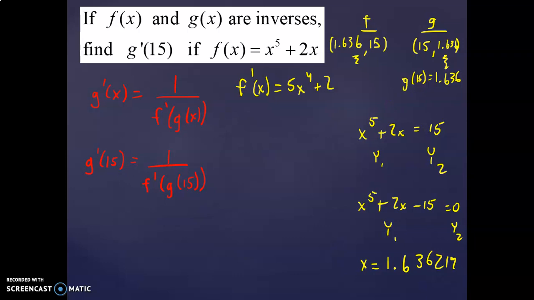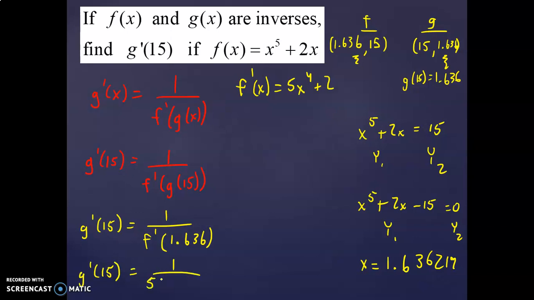So now I have the information I need. I can just plug it into my formula. So going back over here, g prime of 15 is going to be 1 over f prime of g of 15, we found out, 1.636. Now, you're doing this on a calculator, so just keep all the decimals there. I don't want to just keep writing them out. So keep the exact value in your calculator. Now, again, this is f prime of that number, so don't plug it into f, plug it into f prime. So g prime of 15 would be 1 over 5 times 1.636 to the power of 4 plus 2. And then if I plug that into my calculator, I'm going to get an answer of 0.02643. So g prime of 15 is going to equal 0.02643.